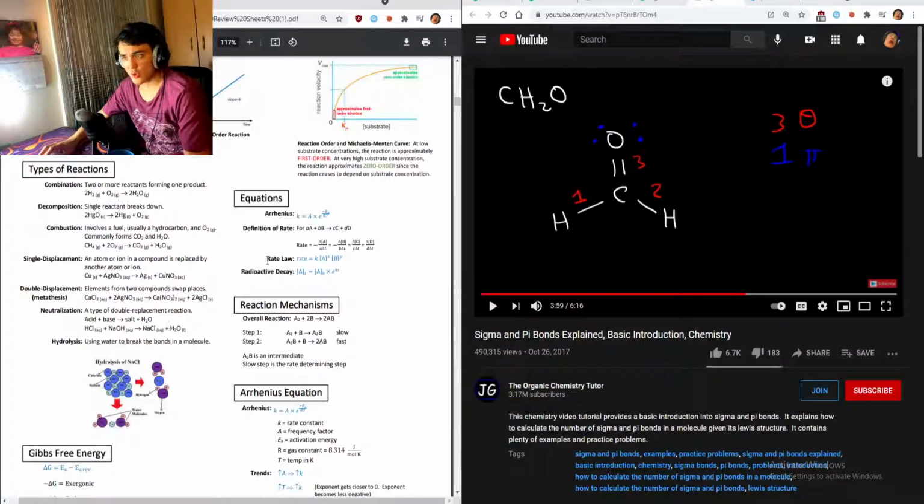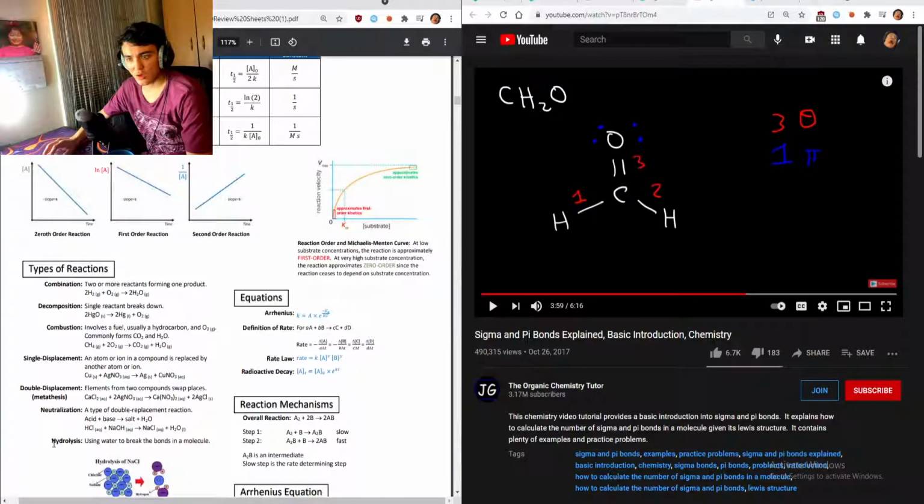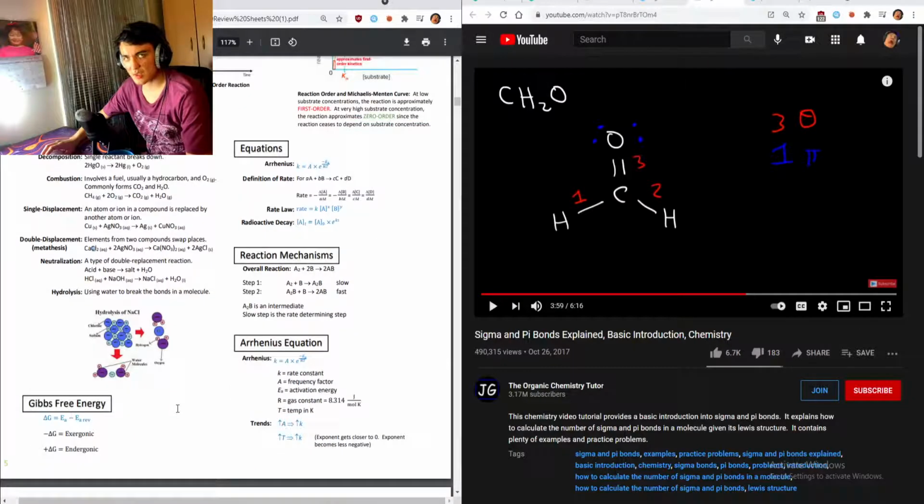We'll resume this. Oh, rate laws. Radioactive decay. What is this? I don't remember this. Arrhenius. What is that? Exergonic, endergonic. Hydrolysis, neutralization, combustion, decomposition. I don't know what the combination is. Double displacement, I don't forget that. Single displacement. What is that? Displace means to take away from it and place someone else.